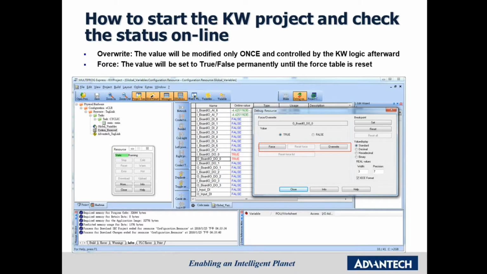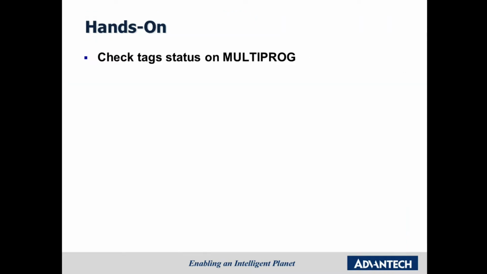While the false means the true or false status will keep on true when you click on false, only after the false table is reset. So here we use overwrite, and user could see the value just turn on. Hands on. So now check your test status on MULTIPROG.